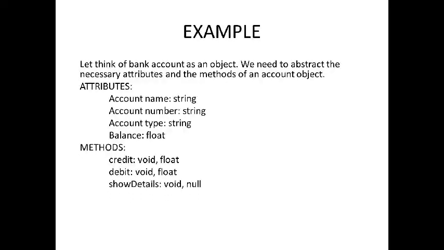Then show details. When you want to show everything about the account, it's a function, it's a method. Yes, show the details of the account. You want to see the account name, account number, account type, and the balance. So such a function doesn't have a return value, and it doesn't require any parameter. No parameter, no return value. It just displays all the attributes of that account. And finally, we also have a method called getBalance. GetBalance is a method that returns the balance of the account. It doesn't require any parameter, but it returns a return type of float.